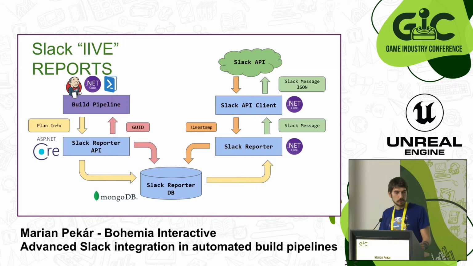And Slack Reporter observes the database, and when new pipeline info is added, Slack Reporter creates the Slack message, serializes it to JSON, and forges a request to the Slack API. And to update a message in the Slack API, you need to know the channel and timestamp. So this timestamp is saved. It comes back in a response from the Slack API, so it's saved to the database.